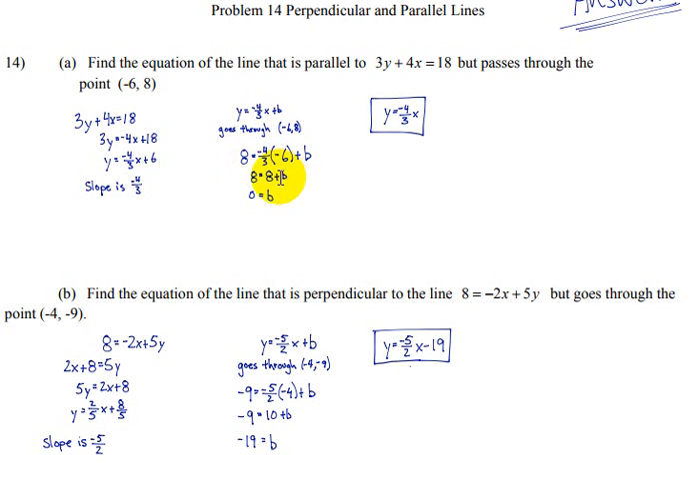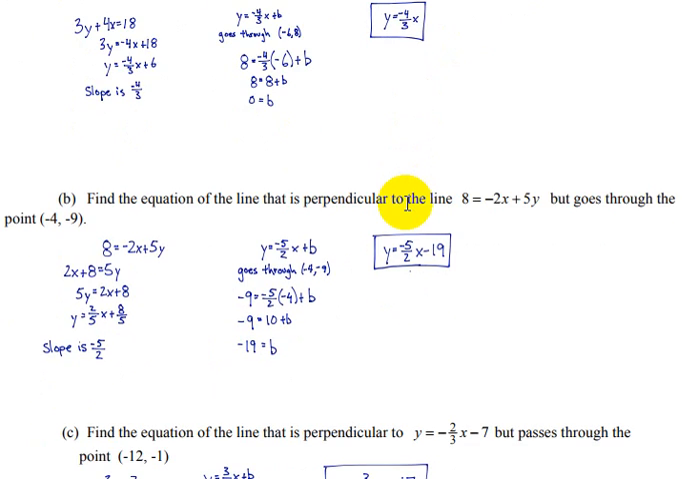Now I'm solving for b, so I have to get rid of this 8. So I'm going to subtract 8 from both sides, and that's how I end up with 0 for b. So my equation is y equals negative 4/3 x plus b, which is 0. So it's just negative 4/3 x.